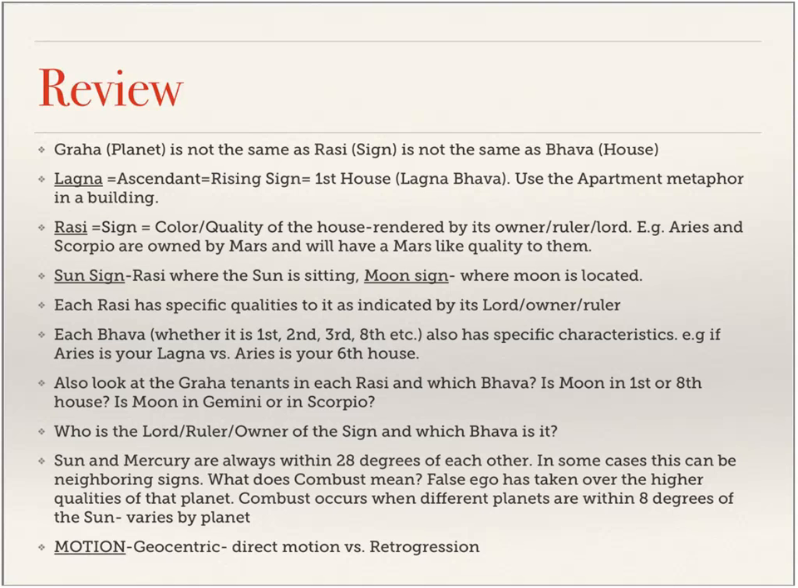So the same thing happens. If a planet, any planet, is too close to the Sun, then that planet is in combust. So what does combust mean? That the Sun has burnt up all the higher qualities of that planet, right? And in a metaphor, what does this mean to the human being? What that means is that the false ego has taken over the higher qualities of the planet. So for example, if Mercury is combust, what are the higher qualities of Mercury? Intellect, reasoning, deduction, logic, right? To be able to discern and judge good from bad, to separate pure from impure.